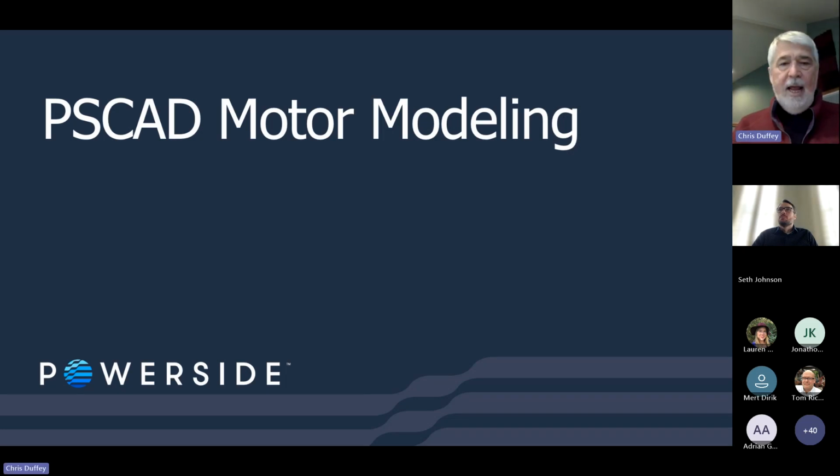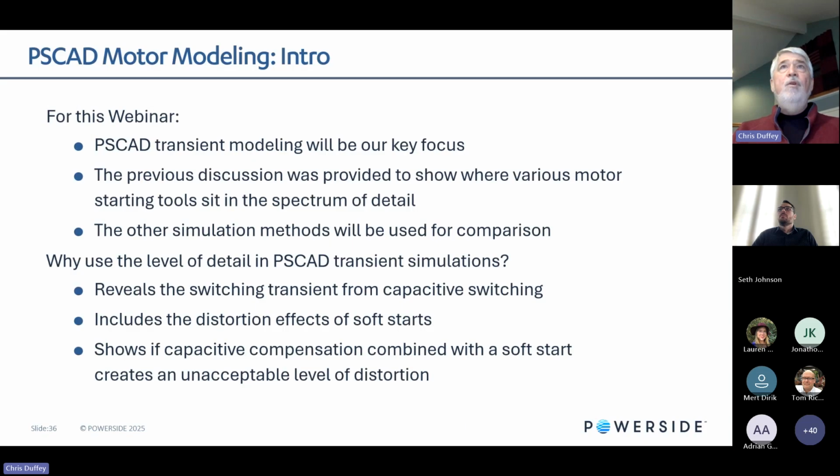So, motor modeling in PSCAD. We're going to jump into this, then we're going to look at some sag mitigation, and then we're going to look at our simulation results that we're getting using this motor model in PSCAD. So for this webinar, this is our focus. The previous discussion was provided to show the various motor starting tools available for us. The other simulations we're going to use for comparison. I have a couple slides here to show you how they compare with each other.